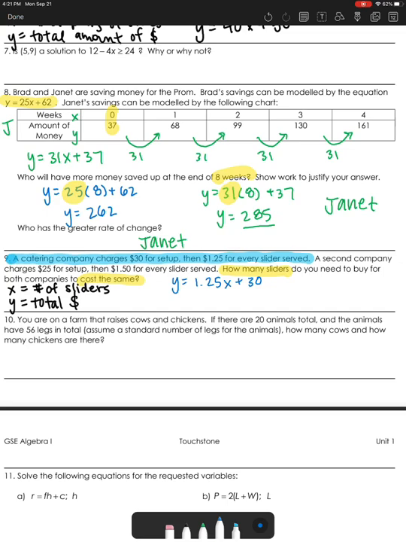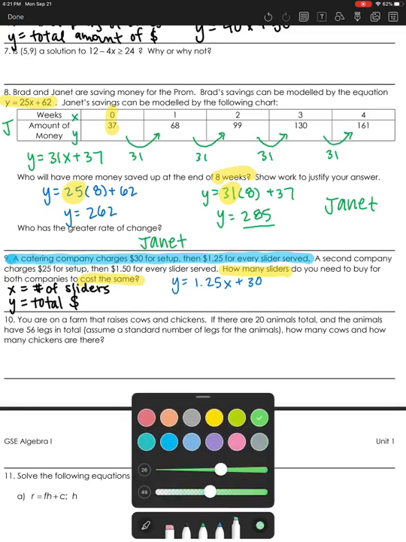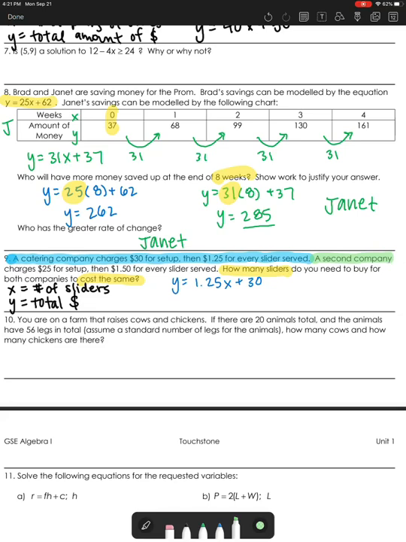So that would be our first equation, and then the second company charges $25 for setup, then $1.50 for every slider served. And so that equation will be written as y equals 1.50x plus 25. Okay? If you want to pause and try to solve the rest of this problem on your own, please feel free to do so.